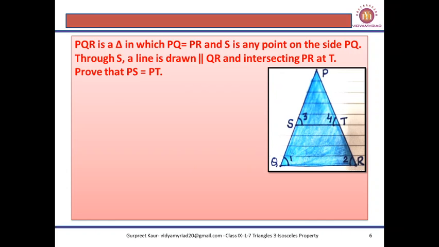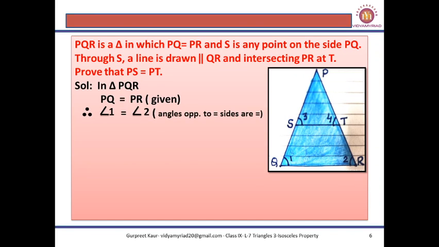So let's begin with this. How are we going to do it? In the triangle PQR we are given PQ is equal to PR. So we can say that angle 1 is equal to angle 2. Angles opposite to equal sides are equal.